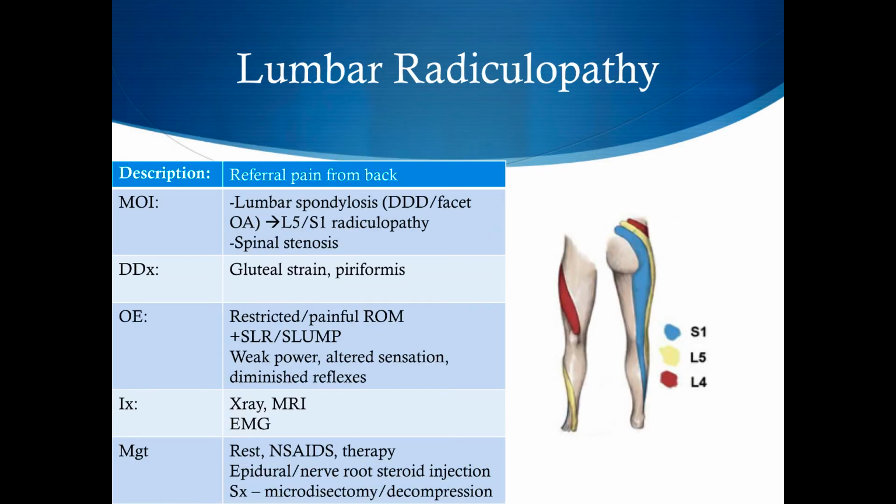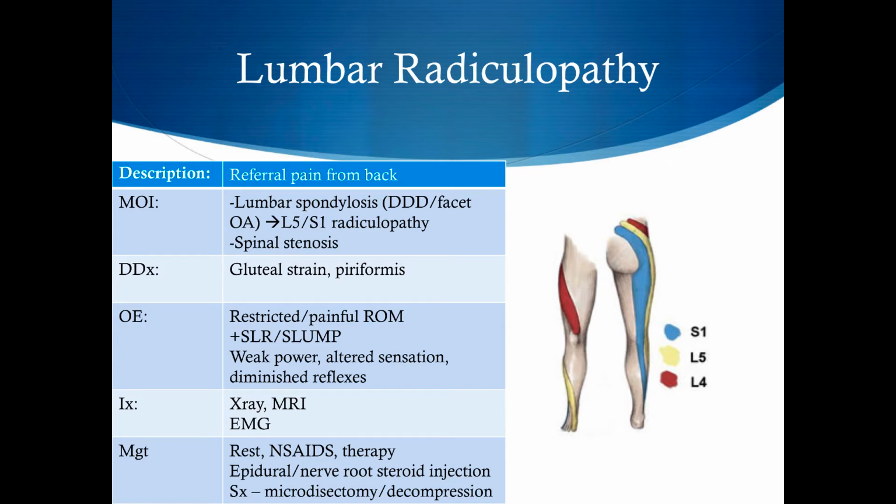Lumbar radiculopathy. So, with posterior buttock pain or hip pain, you must consider sources of referral pattern pain from the back. If an individual has lumbar spondylosis, degenerative disc disease, or focal disc herniation, this may be compressing one of the nerve roots. In addition, facet arthritis can do this as well. If somebody has spinal stenosis, that will also particularly cause problems with radiating pain down the back. More commonly, you're thinking about the L5, S1 nerve roots in this area. Differential diagnosis includes gluteal strain or piriformis syndrome.